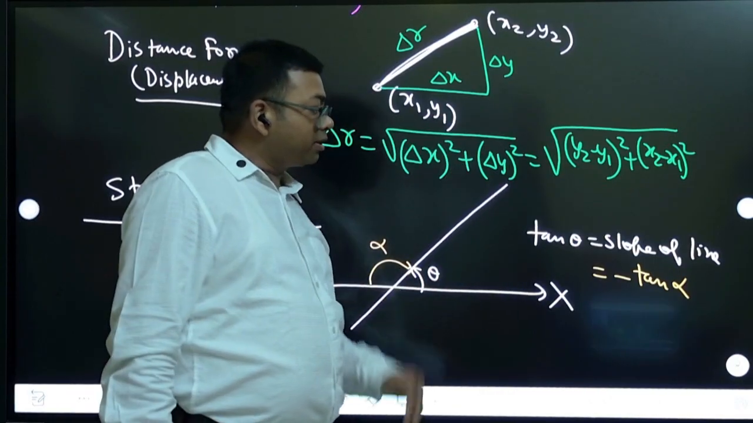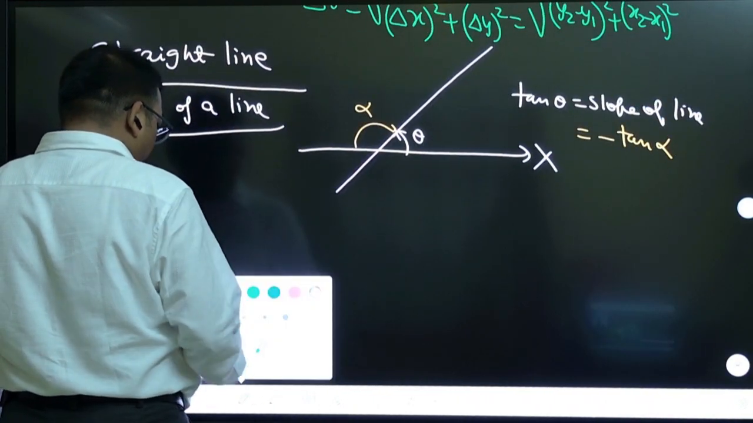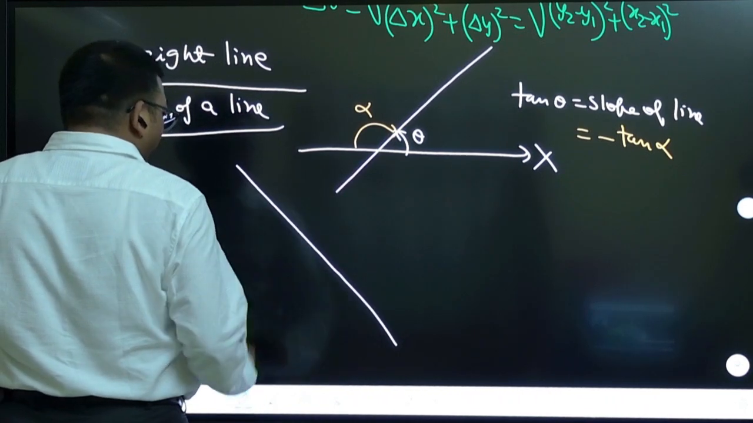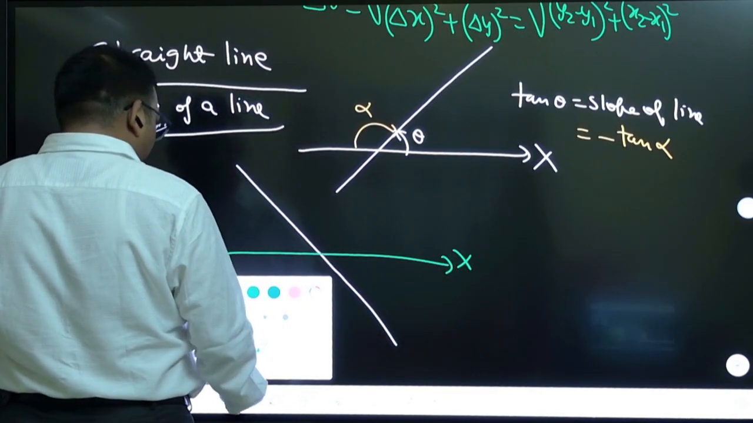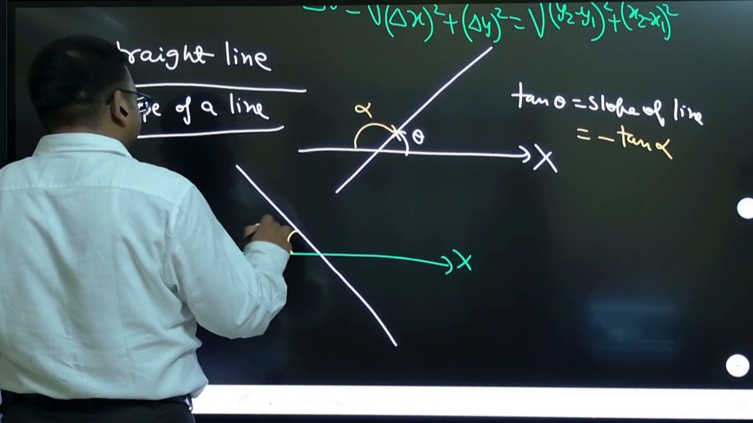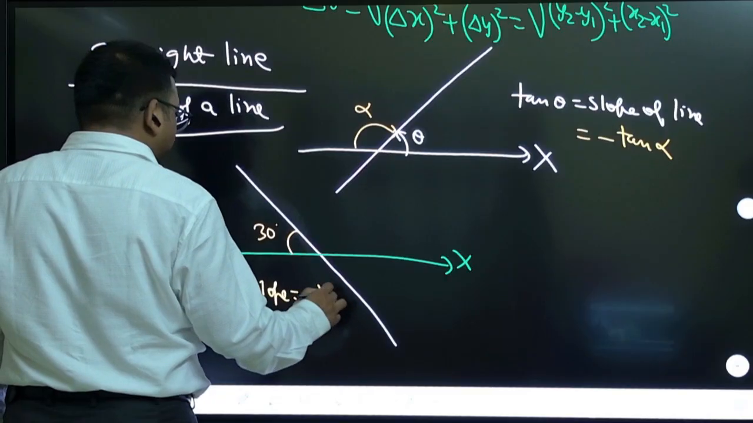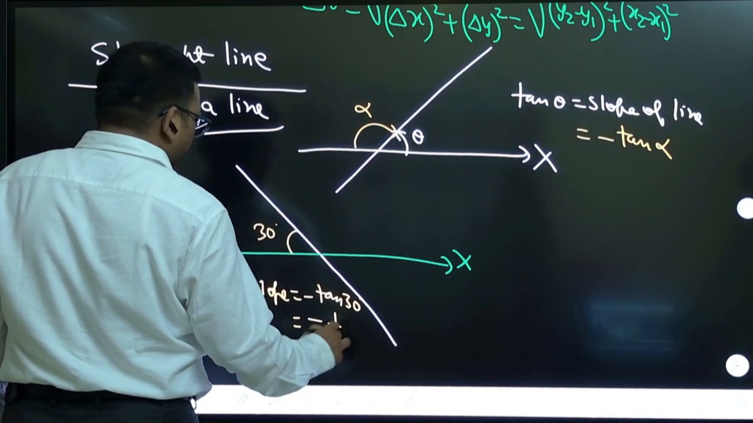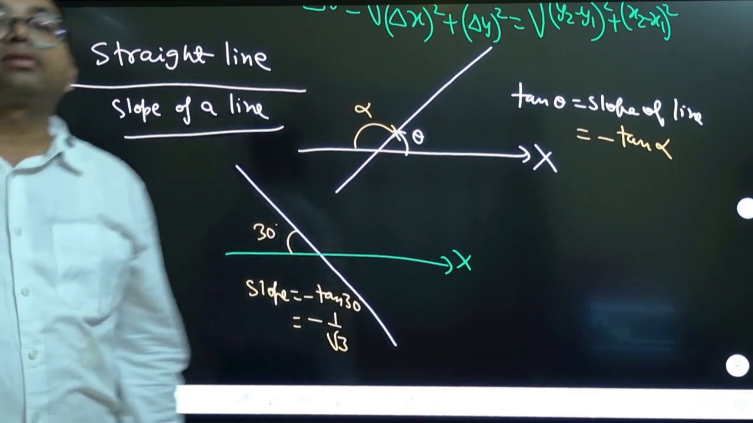From this side, sometimes it is convenient. Why is it convenient? Suppose, for example, a line is like this, and this line makes an acute angle with the x-axis from this side. Let us say this is 30 degrees. Then it is better to write the slope of this line as minus tan 30 degrees, and we can write minus 1 by root 3. Right, it will be better to use it this way.